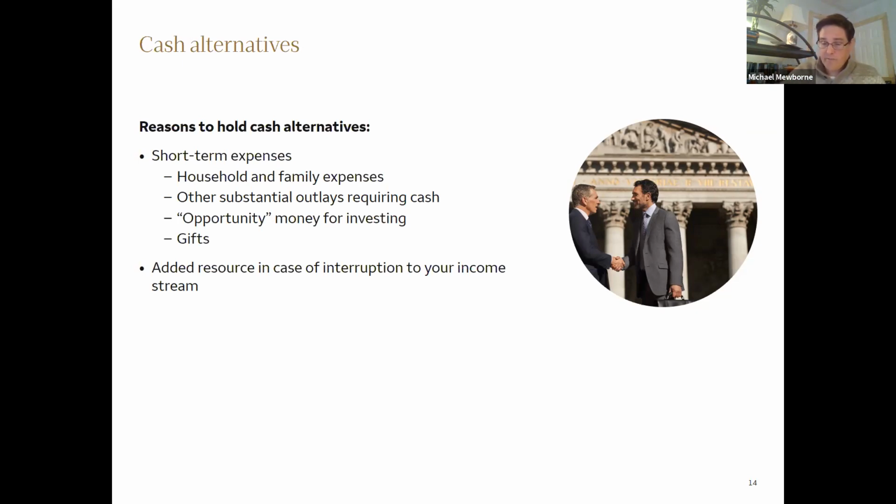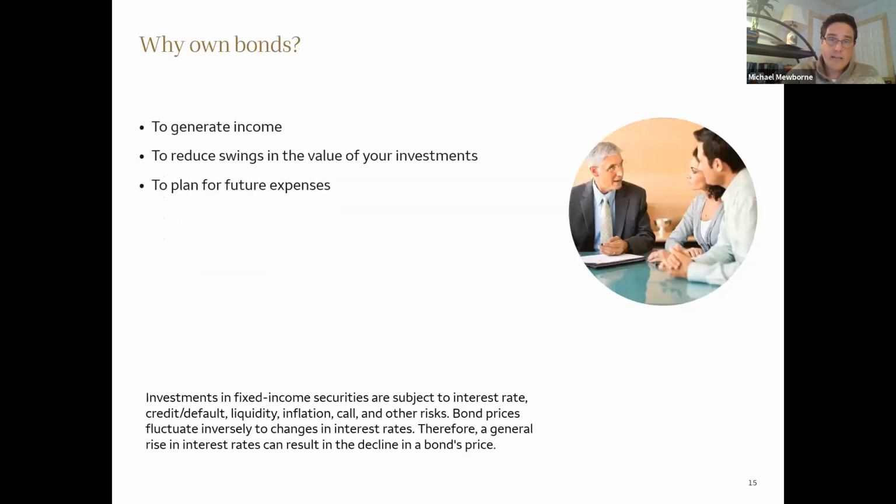Now we'll talk about bonds real briefly. This is still part of asset allocation. And once again, the goal here is to figure out how we're going to weather the market volatility. Owning bonds has a couple of important reasons. There's a couple of good reasons why you want to hold bonds.